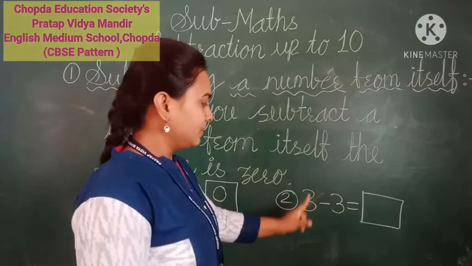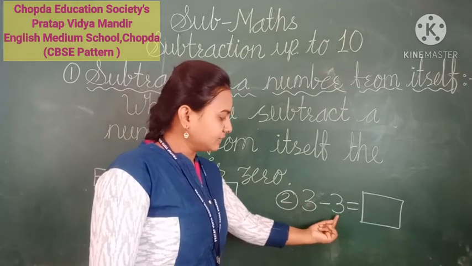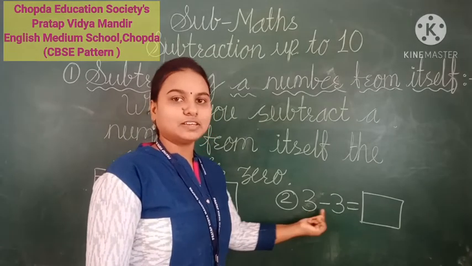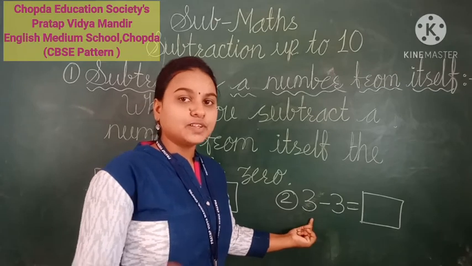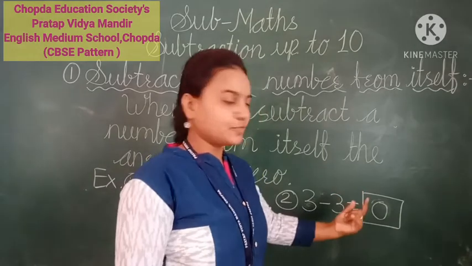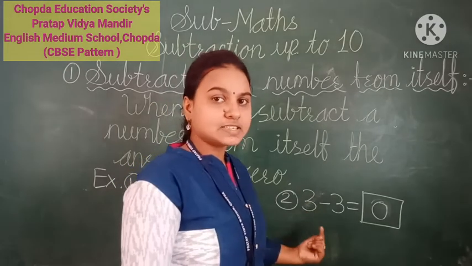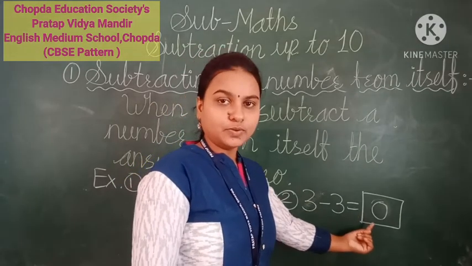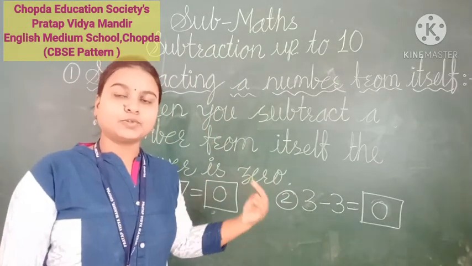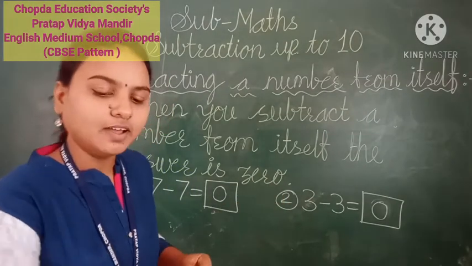Another example, 3 minus 3. Again, when we subtract 3 from 3, meaning we subtract a number from itself, the answer is 0. So we write 0 here, and it means 3 minus 3 is equal to 0. When both numbers are the same, the answer remains 0.